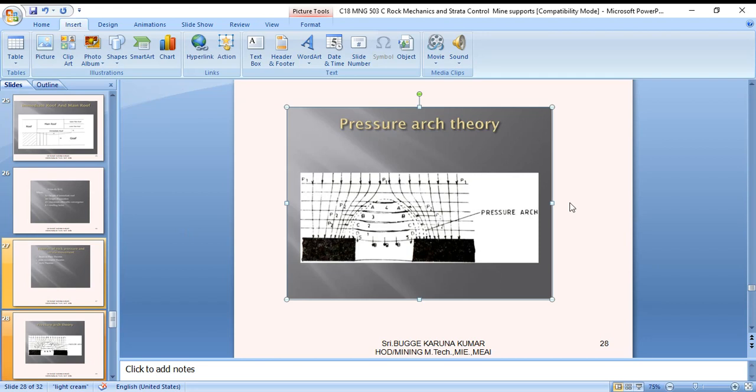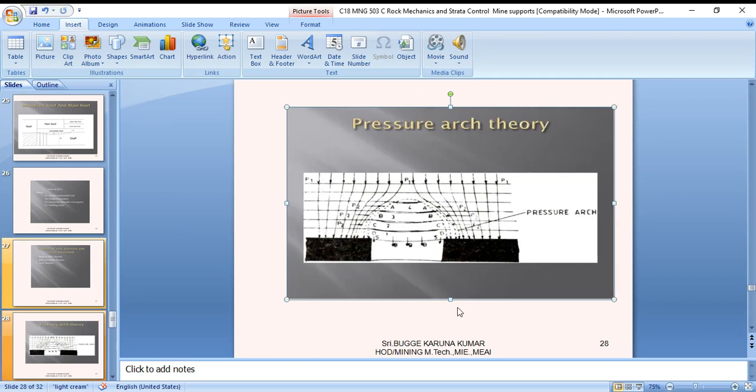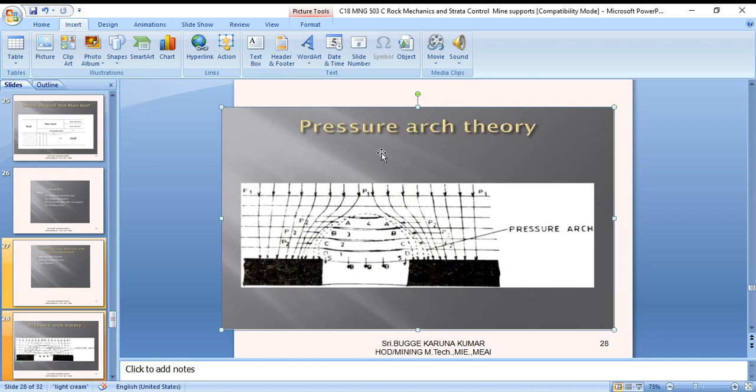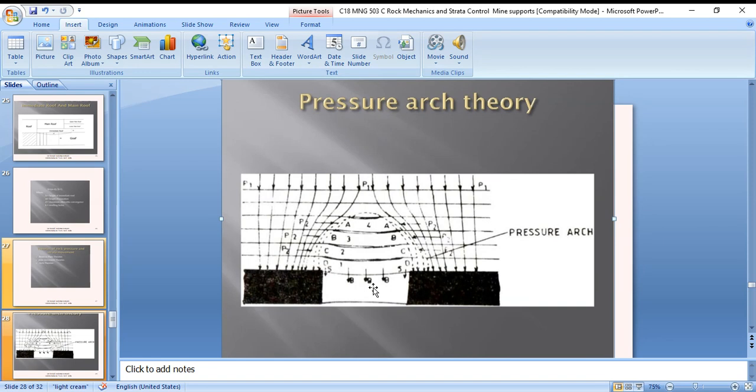So this is a very uniform, standardized pressure arch theory explanation of an opening. These are the two pillars, and separation is happening here. This is zone one, and there is also bulging, heaving and creeping, and this is a separation zone. And this is a solid zone, and also separation zones. This is the pressure arch theory explanation.